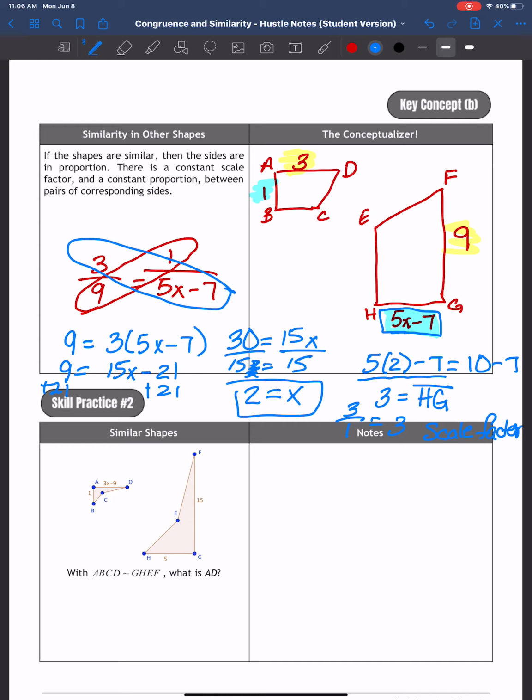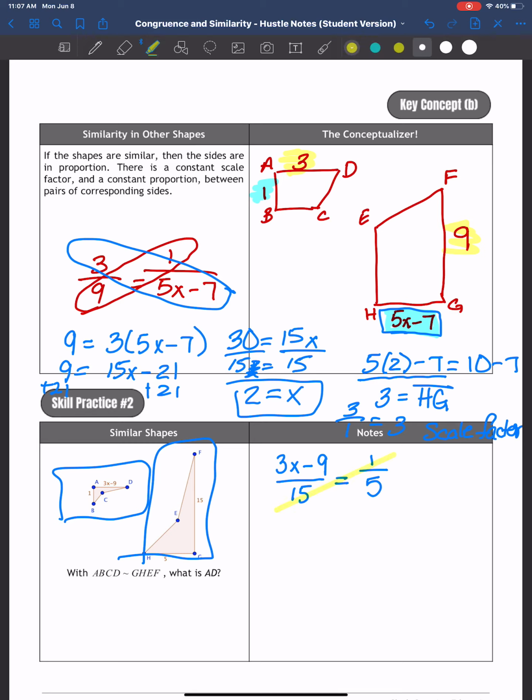Okay, so some skill practice. We're going to do one more. Looking at the pictures on the left, we have 3x minus 9. A to D is the same as G to H, so over 15. Then we have 5 and 1. Make sure that your numbers are staying in the same order. So if you're doing the numbers from this on top, then both numbers from this one have to be on bottom. Okay?